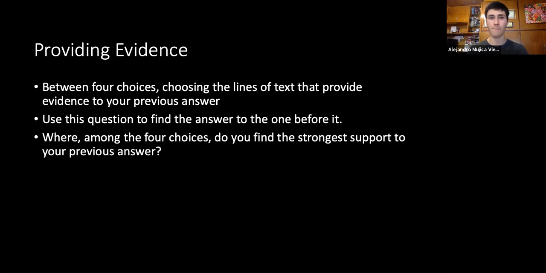Yeah? Okay. So where among the 4 choices do you find the strongest support for your previous answer? It won't always be easy to tell. Sometimes each of the 4 answer choices will support one of the 4 different arguments in the first question, but you can still use these lines to avoid reading the whole text and focus only on those pieces of evidence. Anybody have any questions about this type of question?